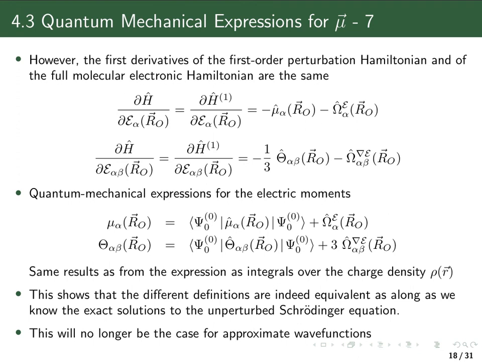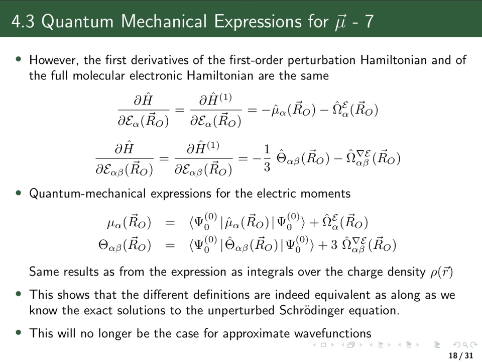And correspondingly, if I take the derivative of either the full Hamiltonian or the first order correction to the Hamiltonian with respect to a component of the electric field gradient, I get the quadrupole moment operators and inserted in my expectation values.